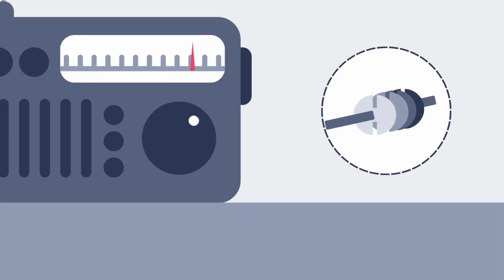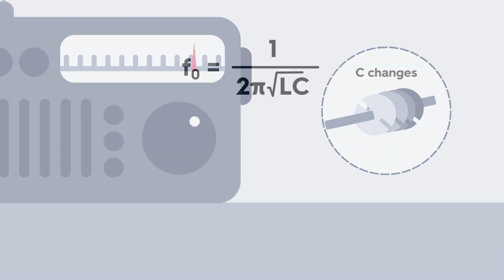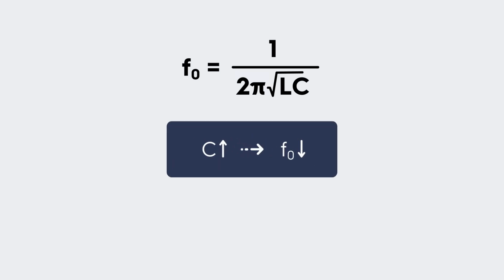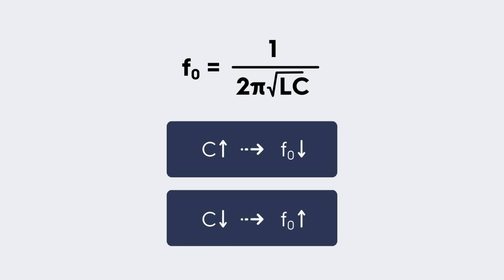To switch stations, the radio needs to shift the resonant frequency. A common way is by changing the capacitance using a variable capacitor connected to the tuning knob. Here's the relationship. If capacitance increases, the resonant frequency decreases. If capacitance decreases, the resonant frequency increases.